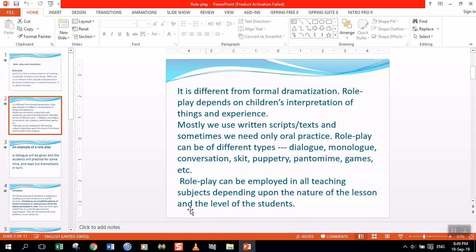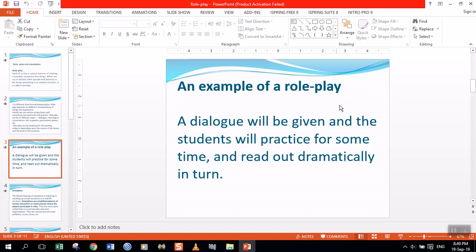So role play can be employed in all teaching subjects depending on the nature of the lessons and the level of the students. This all depends on how creative the teacher is and how well he or she can plan the lesson. An example of role play is a dialogue. A dialogue would be given, and the students will practice sometimes and read it out dramatically in turn. Teachers can give all kinds of dialogues, and then the students practice and act. So role play can be of many different types, and it all depends on how teachers use it. Role play is always imitating somebody and bringing a script, either a ready-made script or students bring their own dialogues. This is what you call role play.